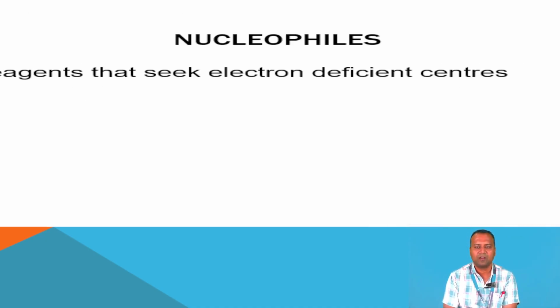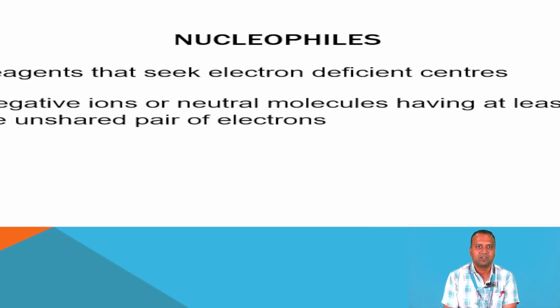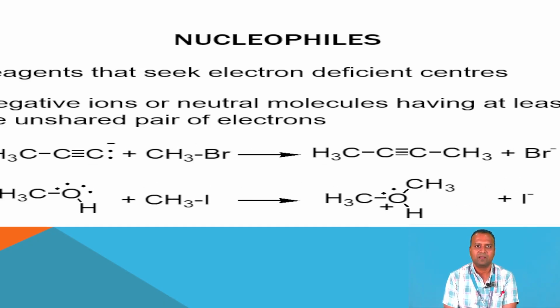Now, what are nucleophiles? Reagents that seek electron deficient centers. So, negative ions or neutral molecules having at least one unshared pair of electrons. Here there are also different types of nucleophiles. Here we can see the triple bond compound having a negative charge on the carbon, so it acts as a nucleophile and reacts with the alkyl halide. So, the nucleophile is going to attack the CH3 carbon. Bromine is a good leaving group, so it will be eliminated, and we get the triple bond compound.